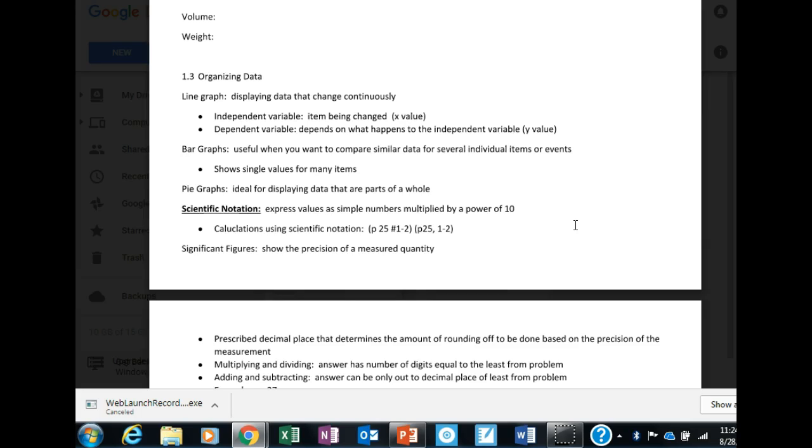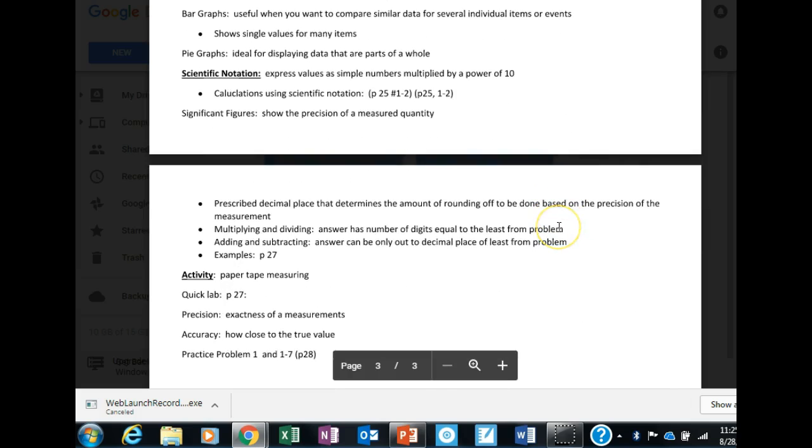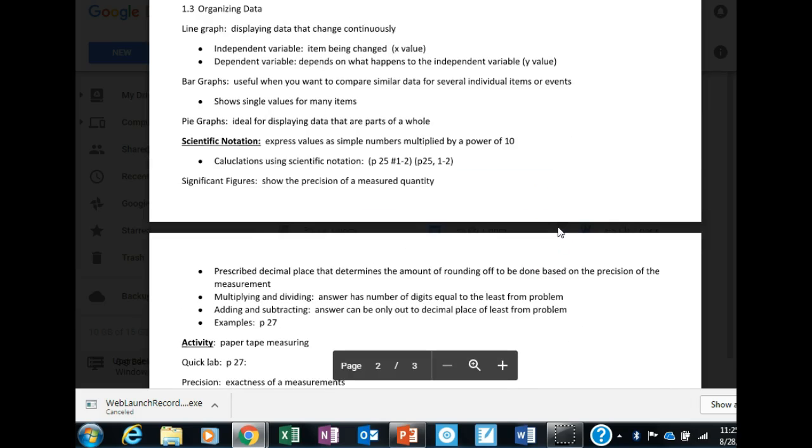Pie graphs are when you display items of data for parts of a whole. So it has to be from one whole or 100% type of data.